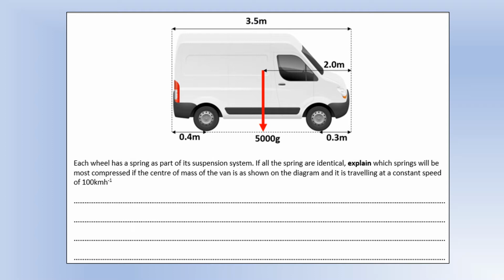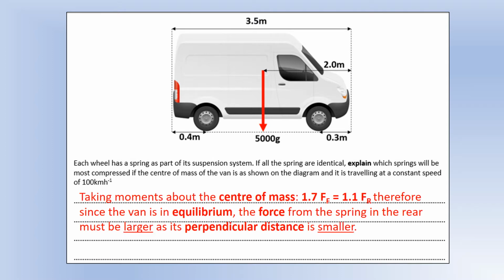Because it's a constant speed, it's in equilibrium, which means we can apply the principle of moments. So we take moments about the center of mass. The distance from the center of mass to the front wheel is 1.7. The distance from the center of mass to the back wheel is 1.1. If those two expressions are equal to each other, we can see that the force at the back has to be bigger as its perpendicular distance is smaller. Because of that, the springs at the back must be most compressed because that's how they provide a bigger force. So that's how we know this one.